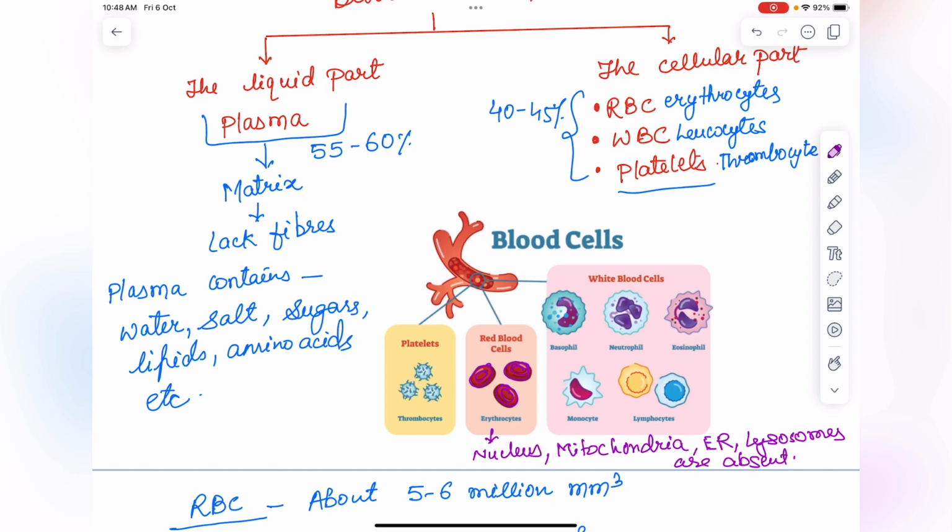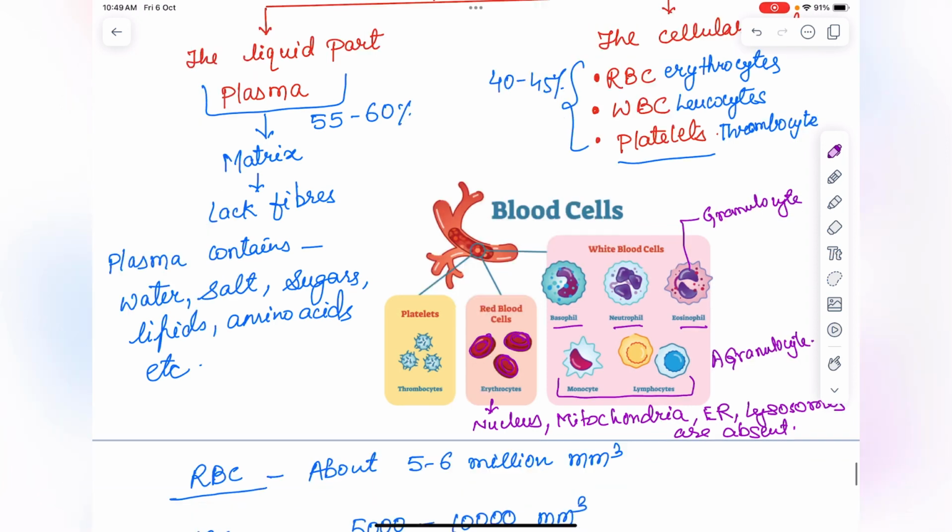White blood cells. These white blood cells are of three types, that is basophil, neutrophil and eosinophil. That is, granular blood cells are also of two types, that is granulocyte and agranulocyte. These three, basophil, neutrophil and eosinophil, are granulocytes, and agranulocytes are monocytes and lymphocytes.